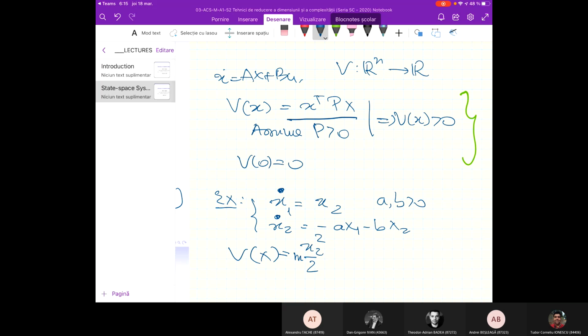I don't have M here. Plus the potential energy. So this is kinetic energy. This is potential energy. True? Do you agree? So this is 1/2 x transposed x. P, how much is P here? If you look at this, P is the identity. You can also take half here. You should take half here. Sorry. Let me write this again.